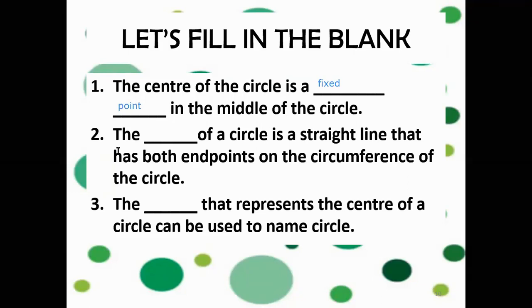Okay, let's move on to question number 2. The blank of a circle is a straight line that has both endpoints on the circumference of the circle. What is the answer? Okay. The chord of a circle is a straight line that has both endpoints on the circumference of the circle.